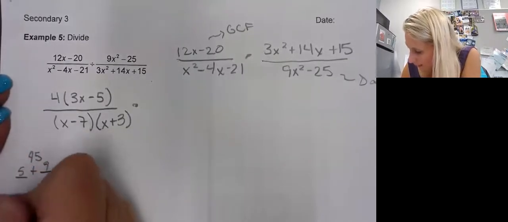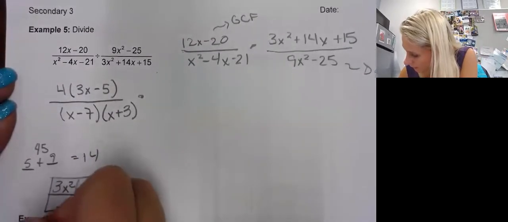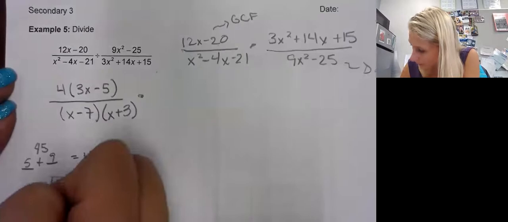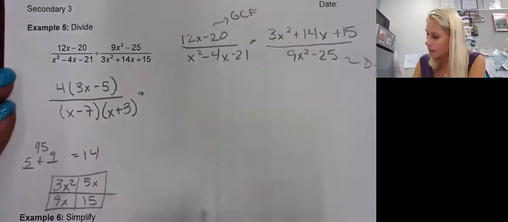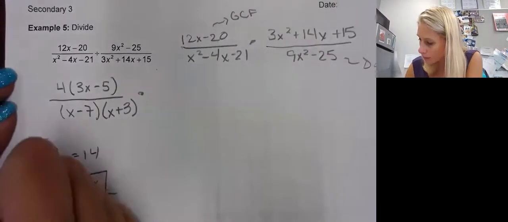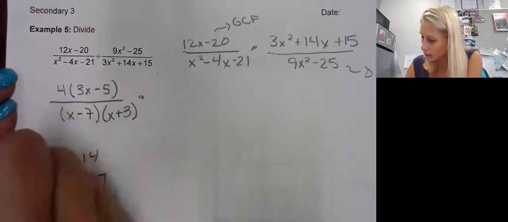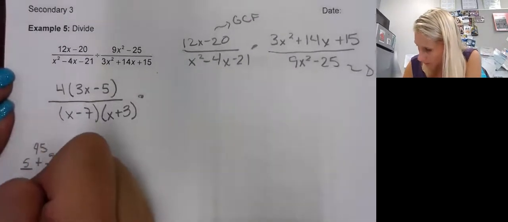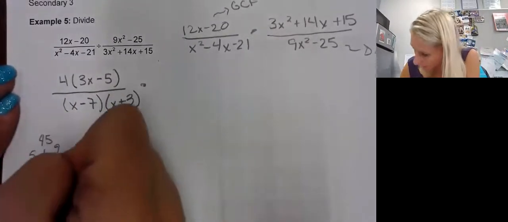This is 3x squared. That's our A term. Our C term is 15. The other 2 numbers, add an x to it. All right, let's see what they have in common. So across here just has an x. x times what is 3x squared? 3x. x times what is 5x? 5.